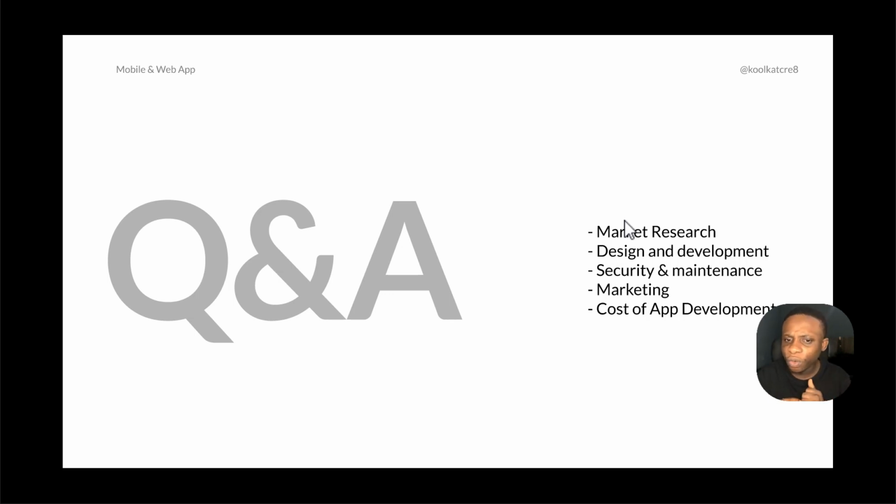The process is very brief. First, you need to understand the market. Then you need to work on your design, from your logo, your prototype, your sketch, to the development. You need to think about security and maintenance. You need to think about your marketing, and you need to think of the cost of app development. And remember, you need to test and always keep improving and follow your users' feedback. These are very, very important. This will help you succeed in building your app.